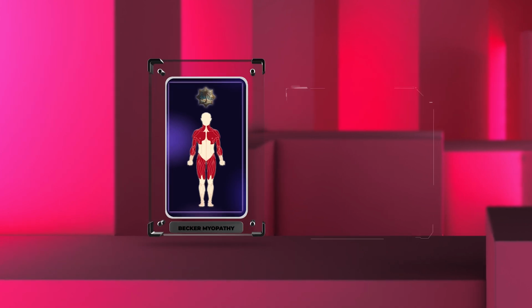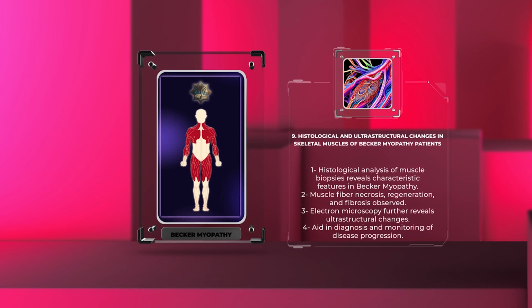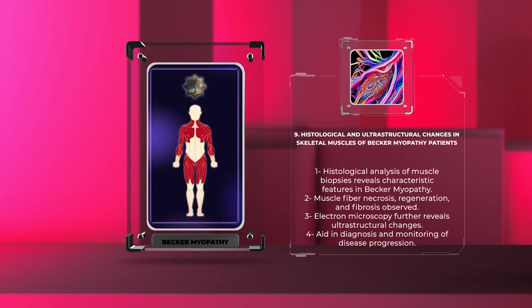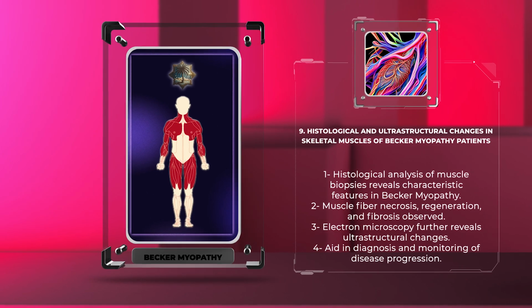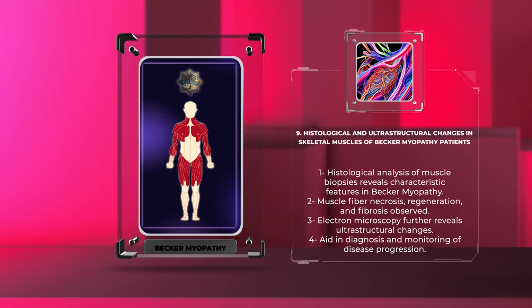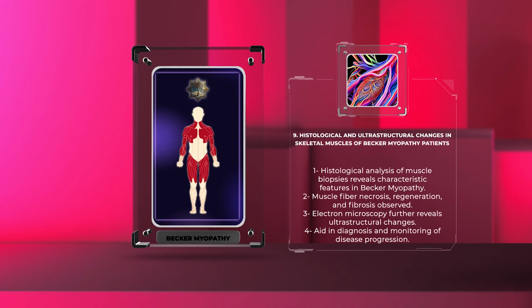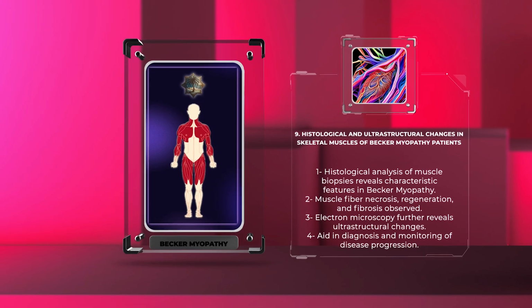Histological analysis of skeletal muscle biopsies in individuals with Becker myopathy reveals characteristic features, including muscle fiber necrosis, regeneration, and fibrosis. Electron microscopy further elucidates ultrastructural changes, such as the disorganization of sarcomeres, abnormal mitochondria, and accumulation of fat droplets. These observations aid in the diagnosis and monitoring of disease progression.